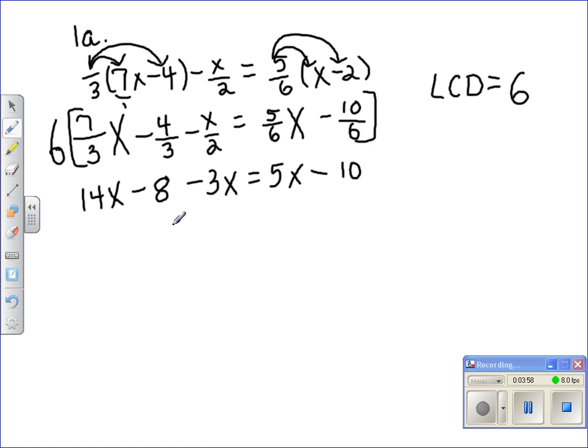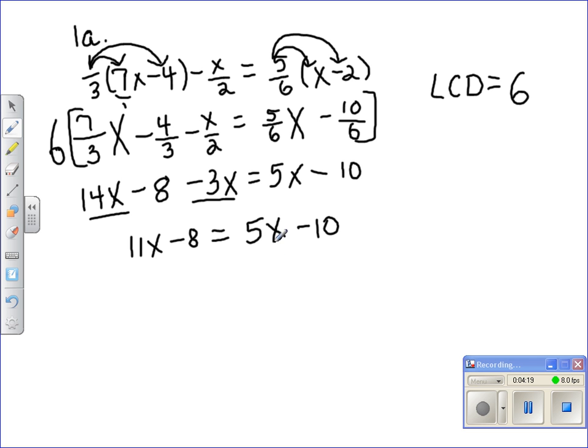So now I go to the left-hand side of my equal sign and I combine my like terms. I have a 14x and a negative 3x. That makes 14x minus 3x, which is 11x minus 8. Not like terms, so I can't combine those, of course. And on the right-hand side, I don't have any like terms. I have 5x minus 10, so I'm just going to write that down.